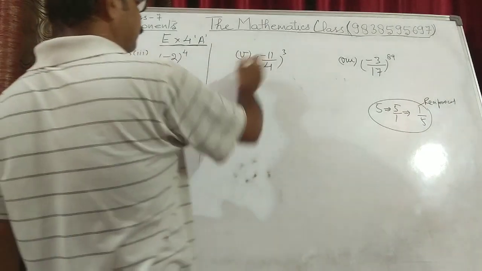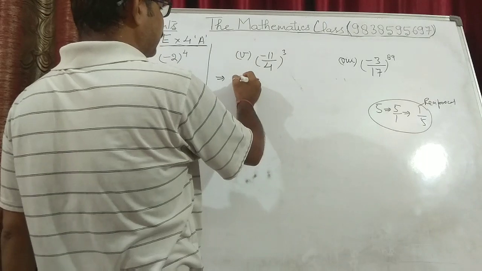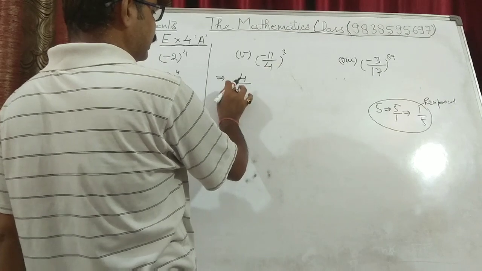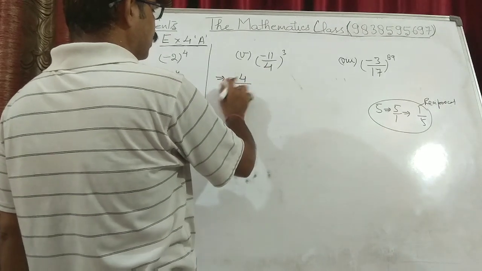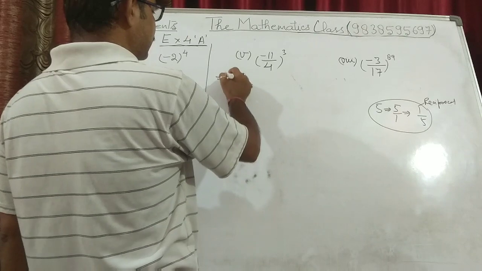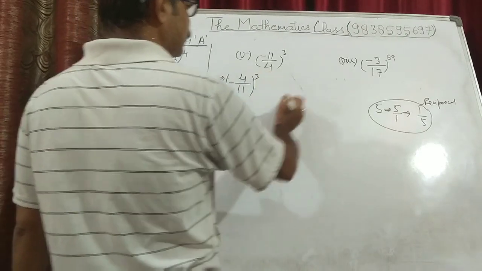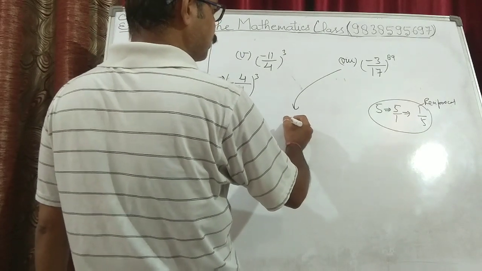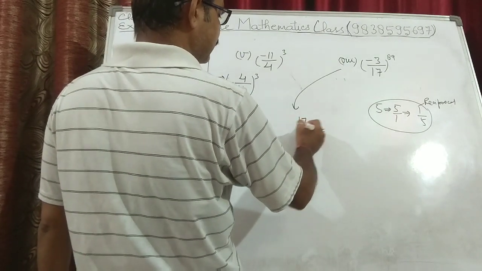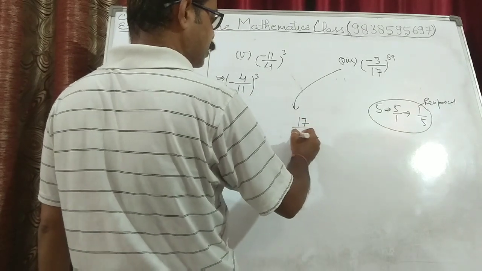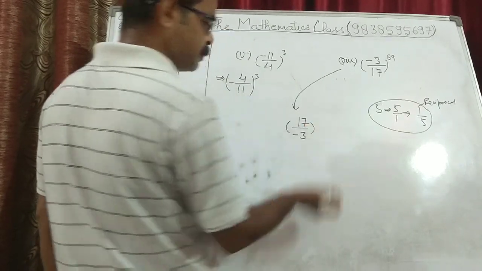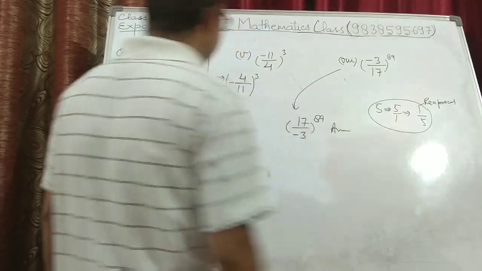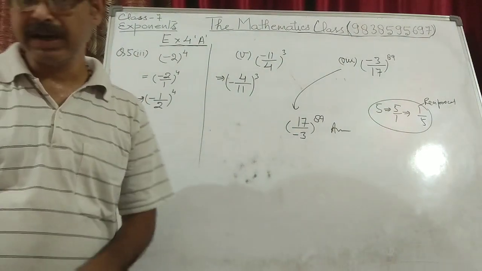Now we talk about the fifth part. In this it can be written as 4 upon 11. Either you write minus 11 over here or you write minus 4 over here, or you simply put a minus sign. So I am putting a minus sign to the power 3. Now in the 8th part, minus 3 upon 17, the reciprocal will be 17 upon minus 3. We have reciprocated it to the power 89. So these are the final values. Now we move on to the next one.